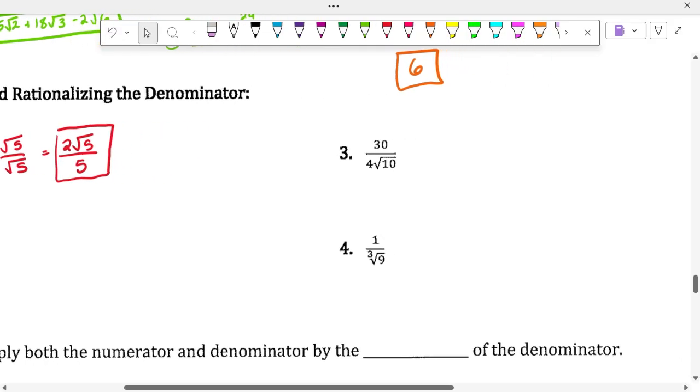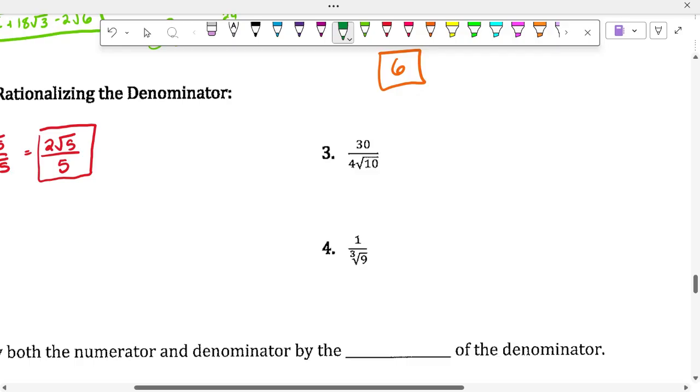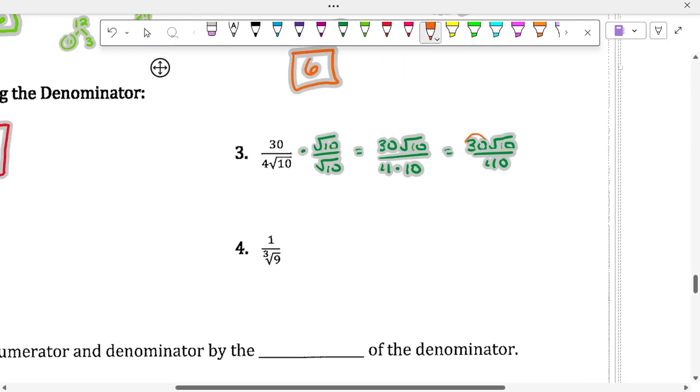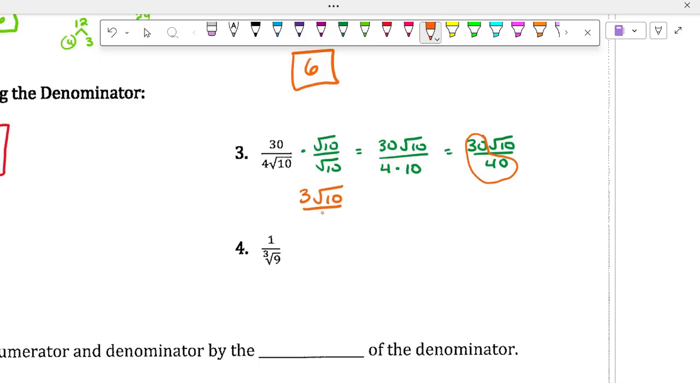What about number 3? What do I need to multiply by? The square root of 10 over square root of 10. So this would be 30 square root 10 over 4 times what? 10. 30 square root 10 over 40. What simplifies? The 30 and the 40. So this will be 3 square root 10 over 4.